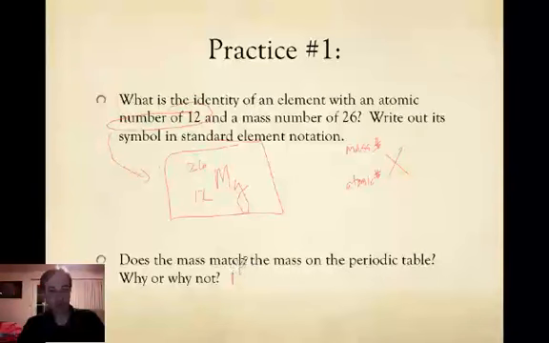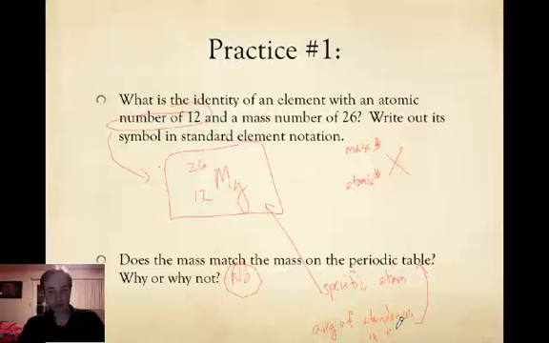Does the mass match the mass on the periodic table? Why or why not? First of all, no, it does not. Why? Because this is for a specific atom, right? The periodic table, on the other hand, is an average of abundance in nature. So this will be a decimal because it's looking at all the atoms in nature and coming up with an average, whereas this will be a whole number because this is this particular atom and its particular mass.